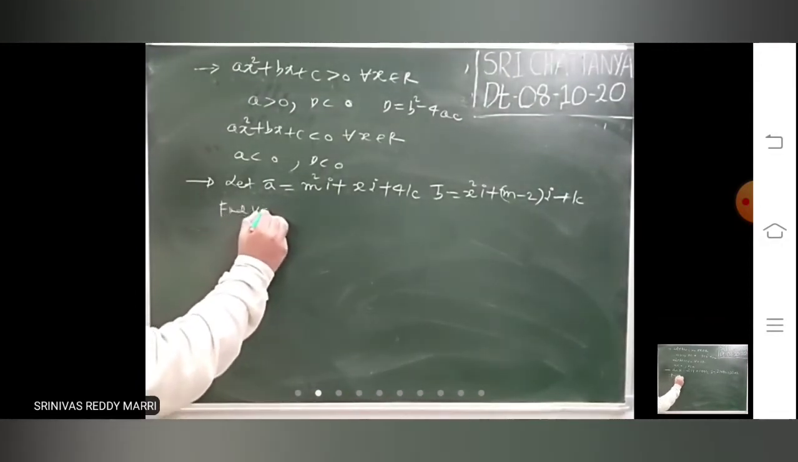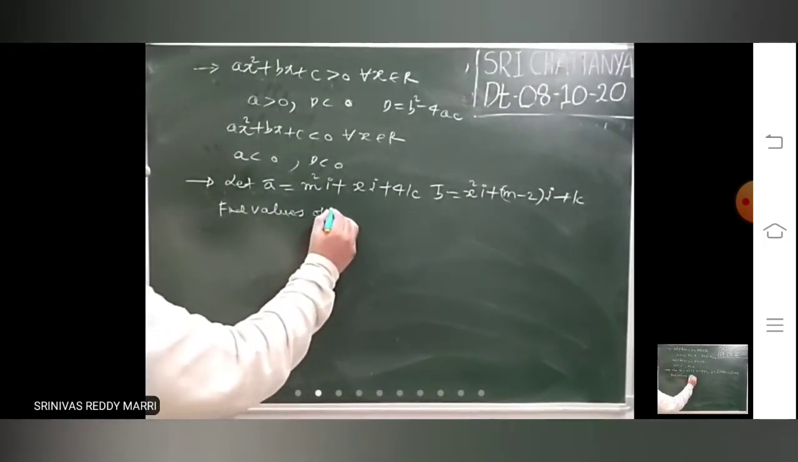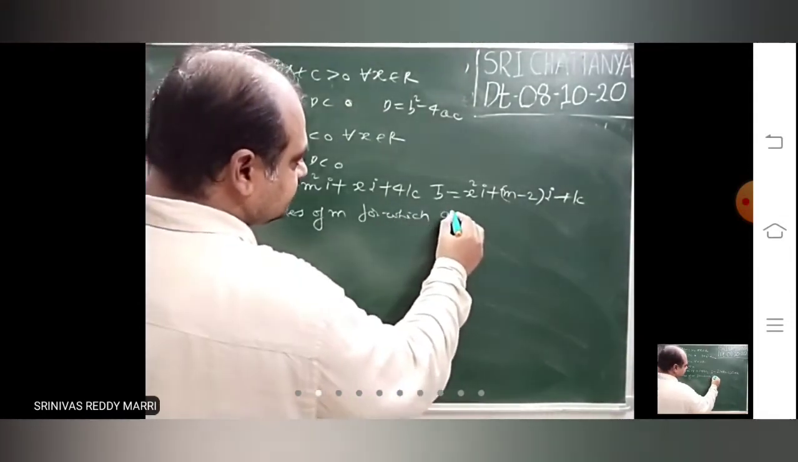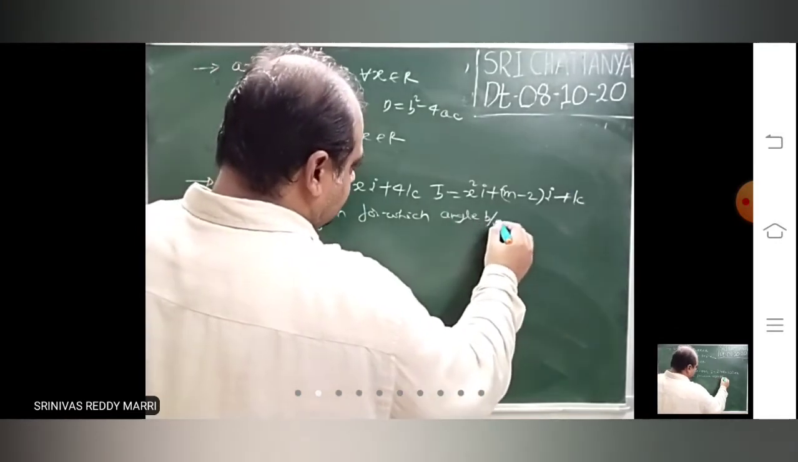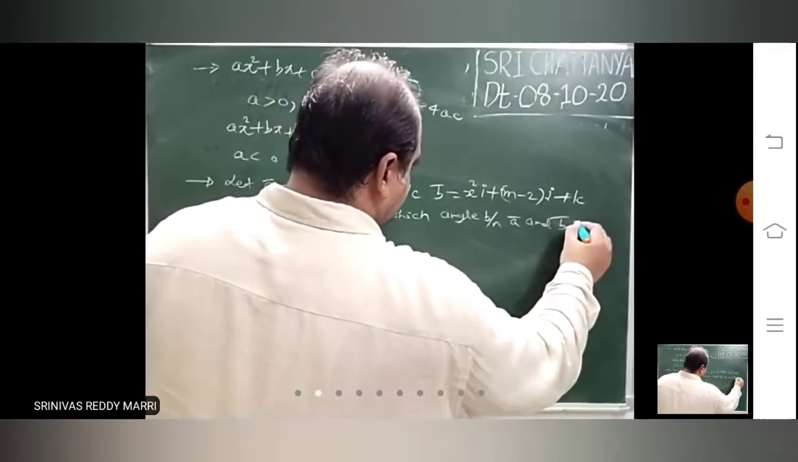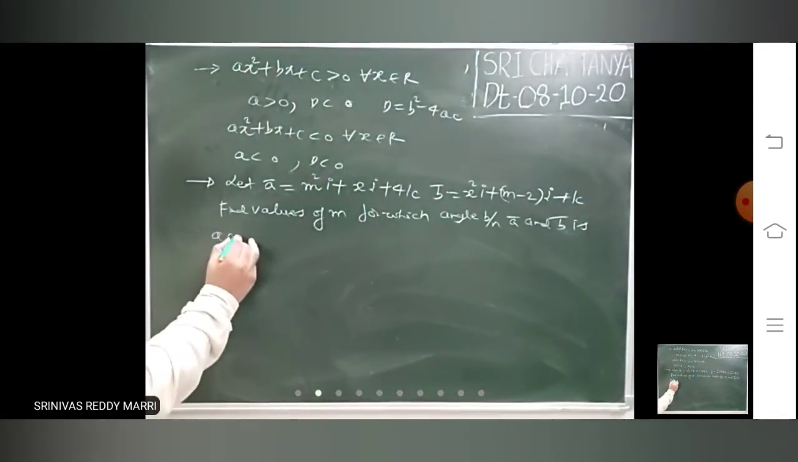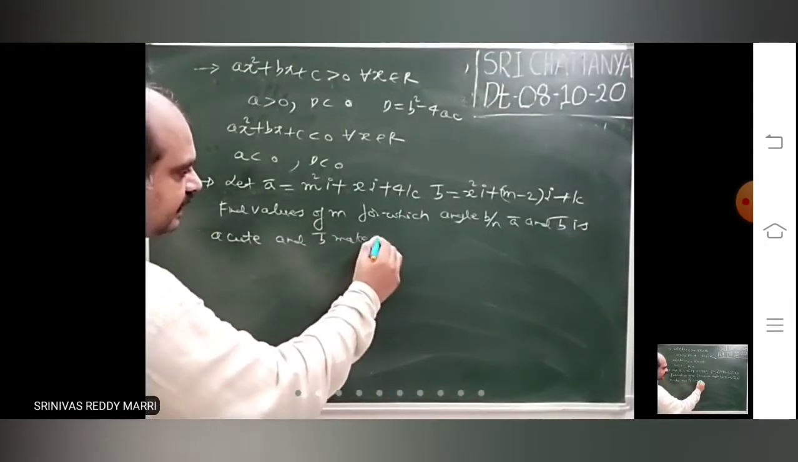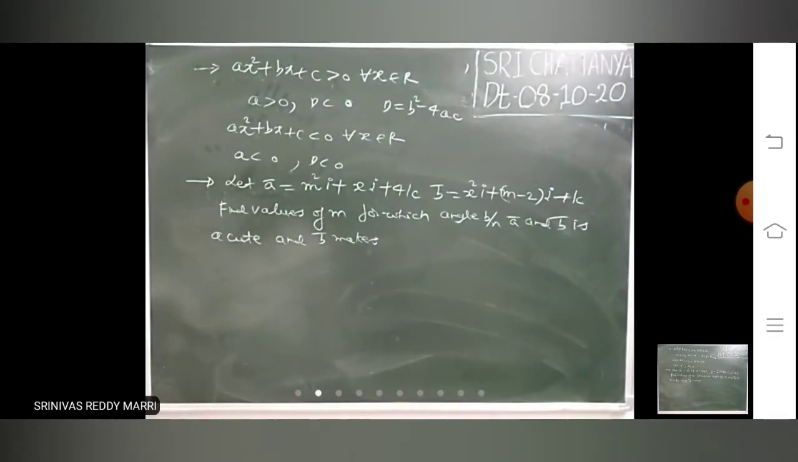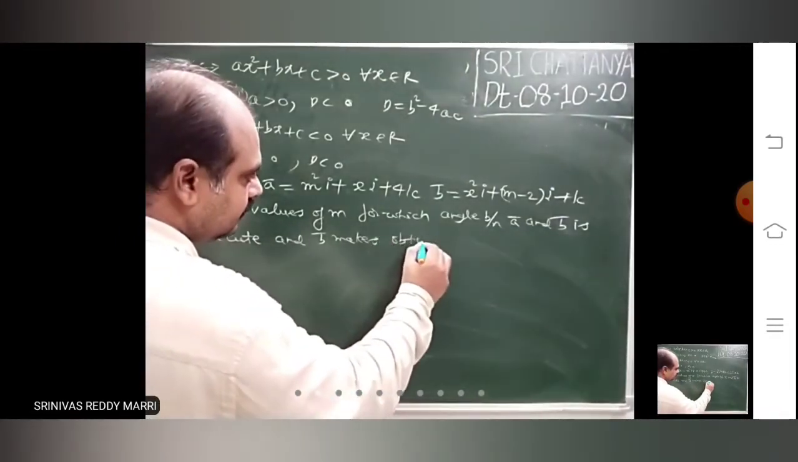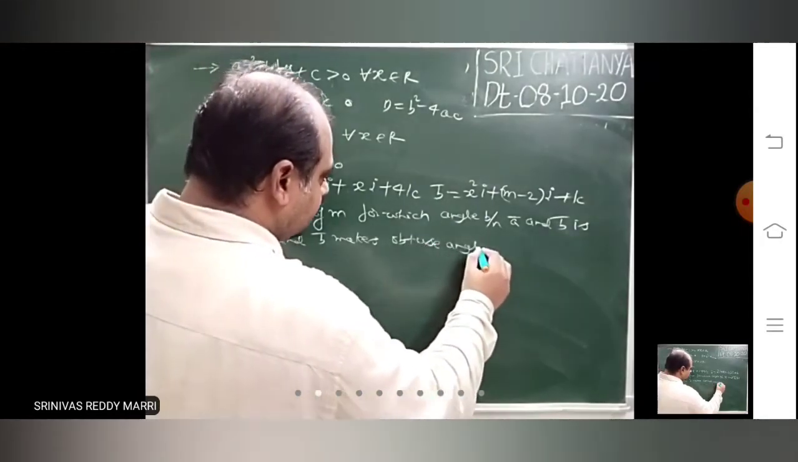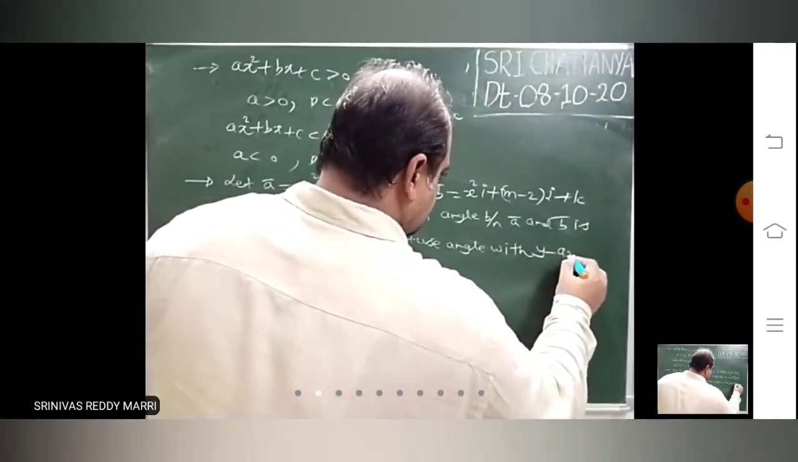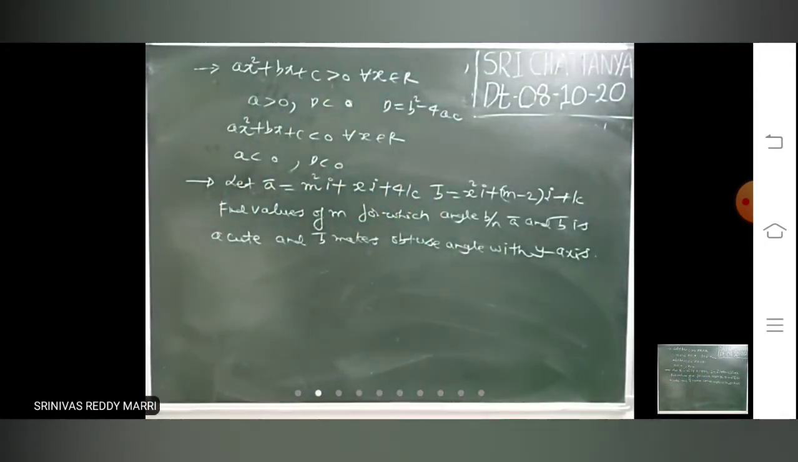Find the values of m for which the angle between A bar and B bar is acute, and B bar makes an obtuse angle with the y-axis. Look at this problem.